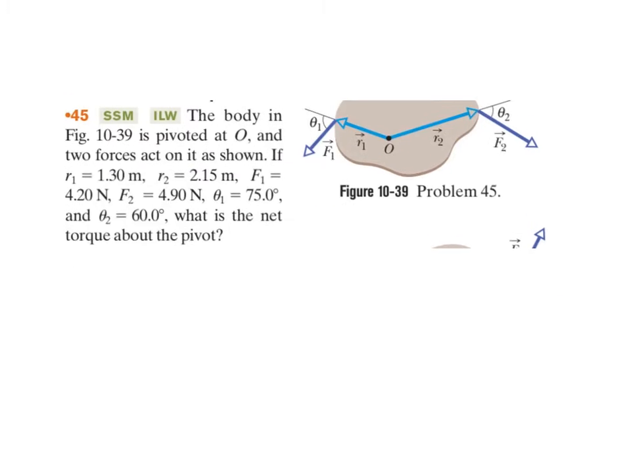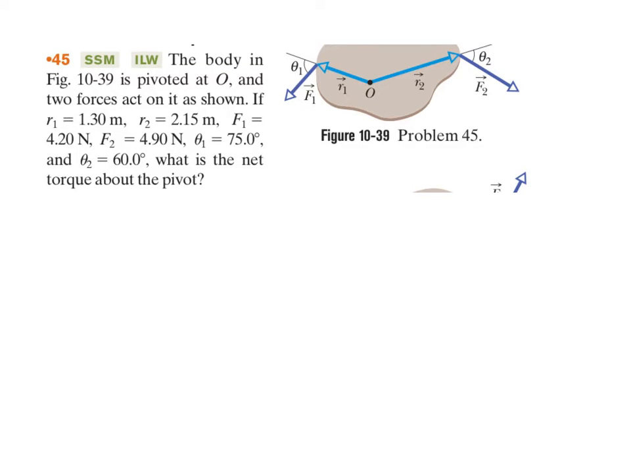Okay, so we're starting with example 45, and this is from the end of the chapter. You'll see all the examples there. The body in figure 10.3.9 is pivoted about point O, and two forces act on it as shown. If R1 and R2 are given, the forces are given, and the angles are given, find the net torque about this pivot point. Now, for a problem like this, what we want to think about is that we do not have forces that are perpendicular to the actual distance, or the lever.